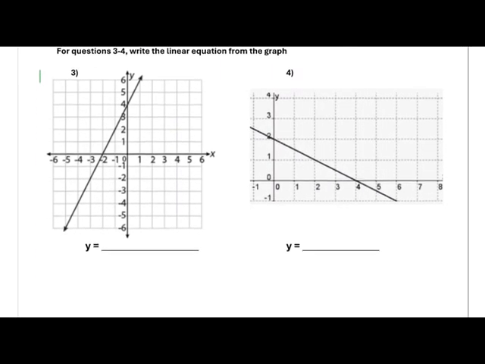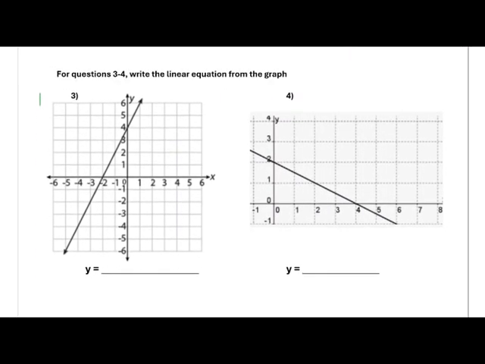All right, welcome back. Let's go ahead and look at questions 3 and 4. For questions 3 through 4, write the linear equation from the graph. So I have to do y equals. Okay, so in order to do that, it's like using the trick as well. Here's the y-intercept, so I know it's going to be plus 4 for this one. Here's my y-intercept, so I know it's going to be plus 2. Okay, there's going to be an x in there. I got to figure out what that value is right there, what that slope is.